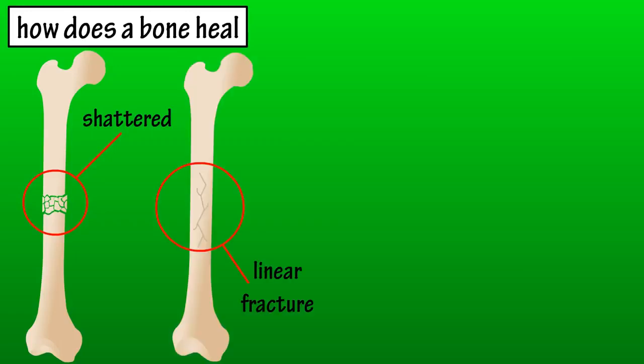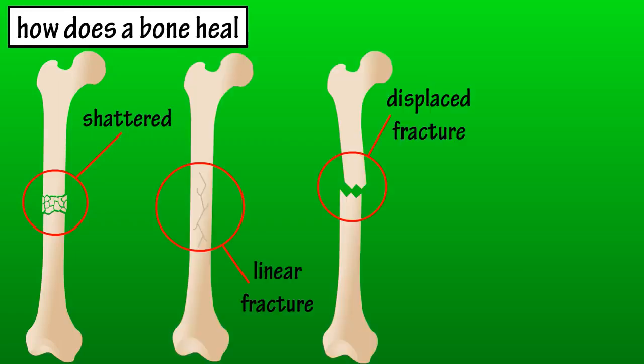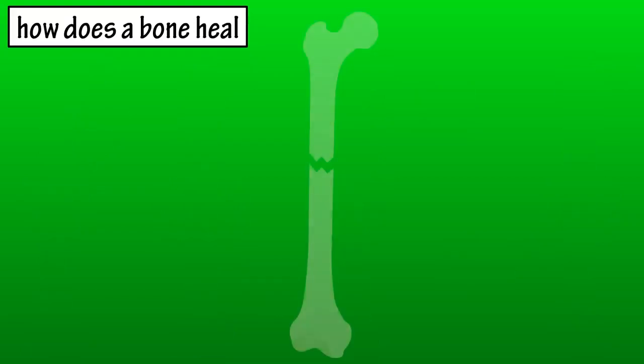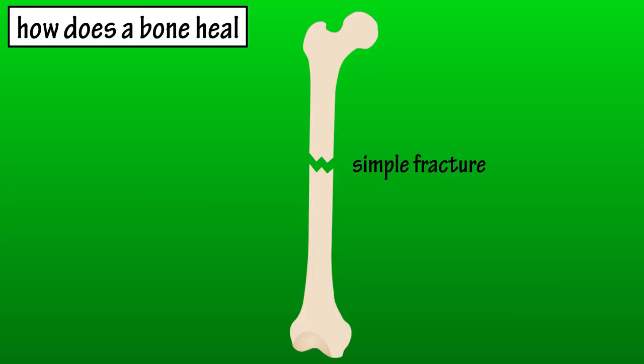Bone fracture healing. There are many different types of bone fractures, such as when a bone is shattered into multiple pieces, a linear fracture down the shaft, a displaced fracture where the bone is misaligned, or an oblique fracture where it has a sloped pattern. A doctor will treat each of these as they see fit. In this video, I'm going to go through a very basic explanation of how the body heals a simple fracture.